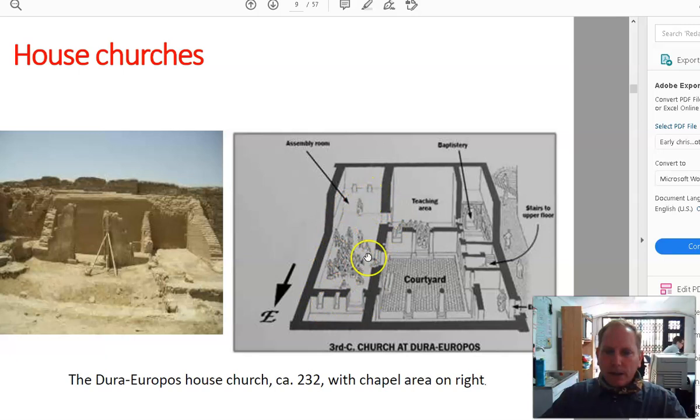There's an assembly area. They've turned this sort of large area into the assembly area. Often there was a place for washing, and baptism is part of the Christian faith, where people go into water and get covered in water and immersed in water. And so often in the house they turned a place into what's called a baptistry.